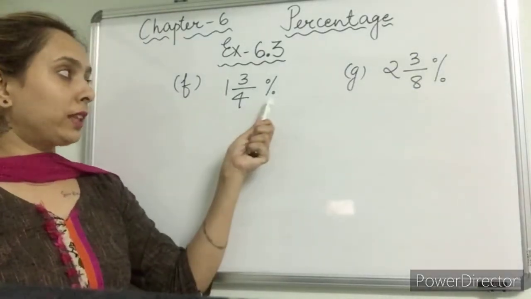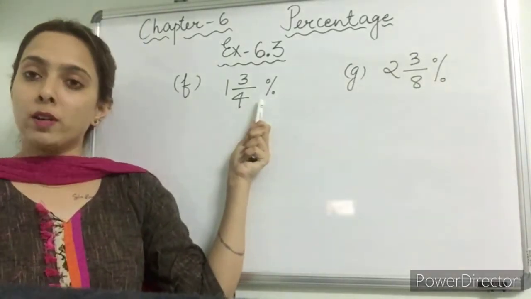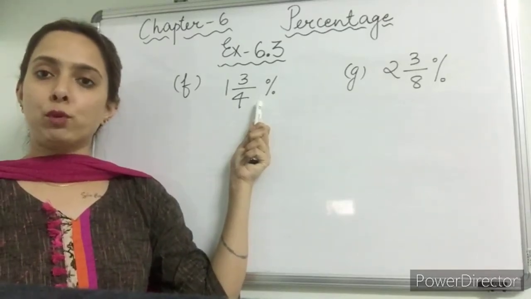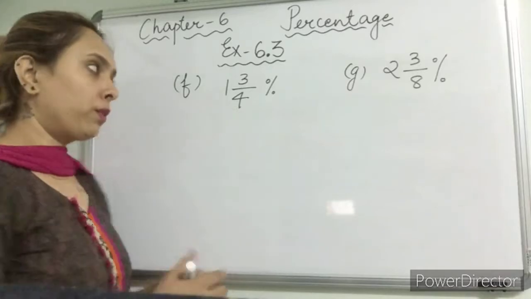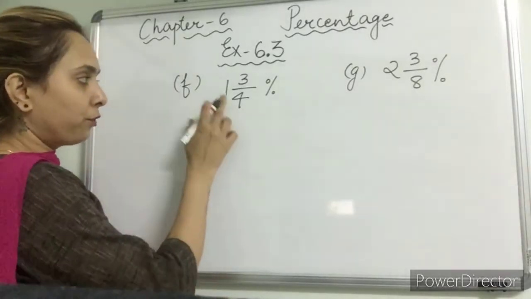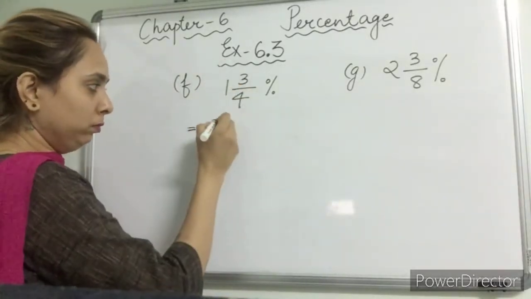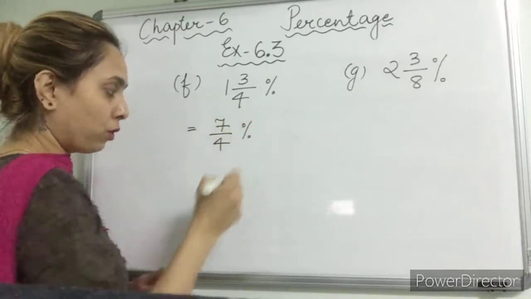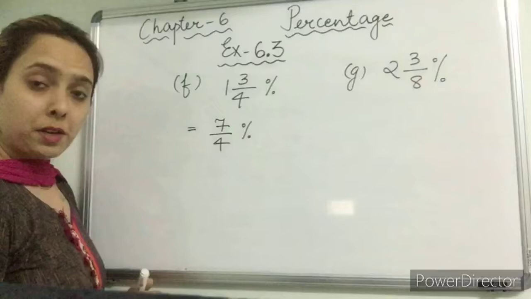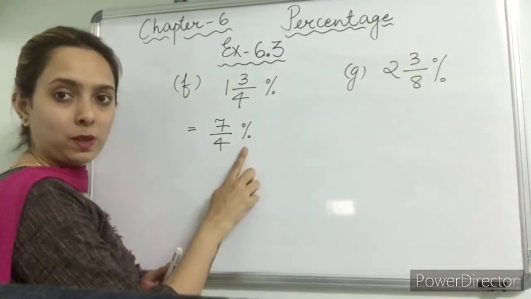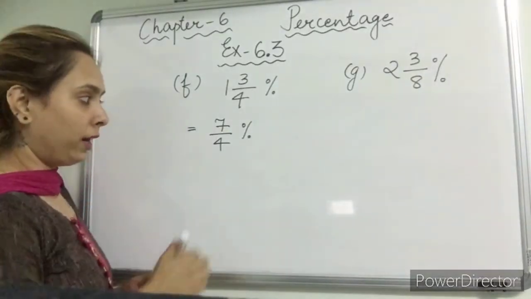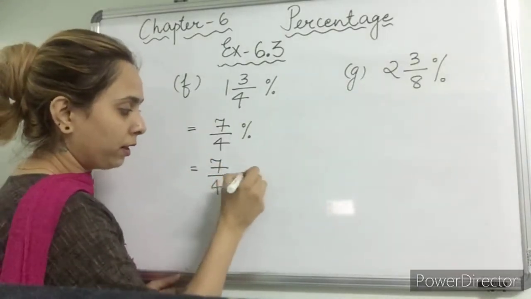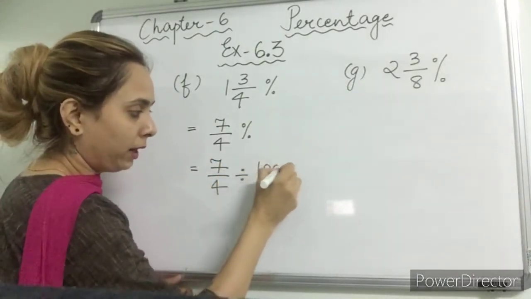Now we have to remove the sign of percentage from this mixed number. So the first step, we always have to convert mixed number into improper fraction. 4 1s are 4, plus 3, 7. 7 upon 4%. Now we have to remove the sign of percent, so we will divide by 100. So 7 upon 4 divided by 100.